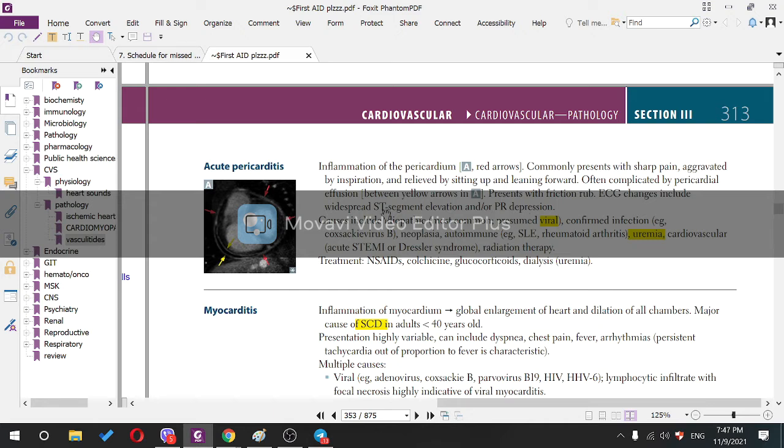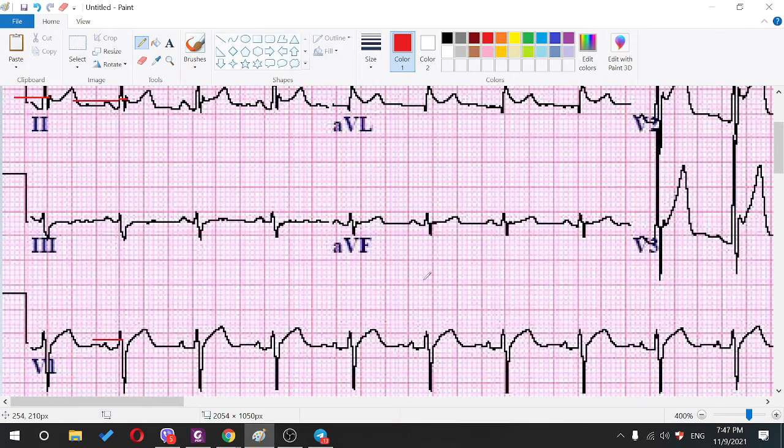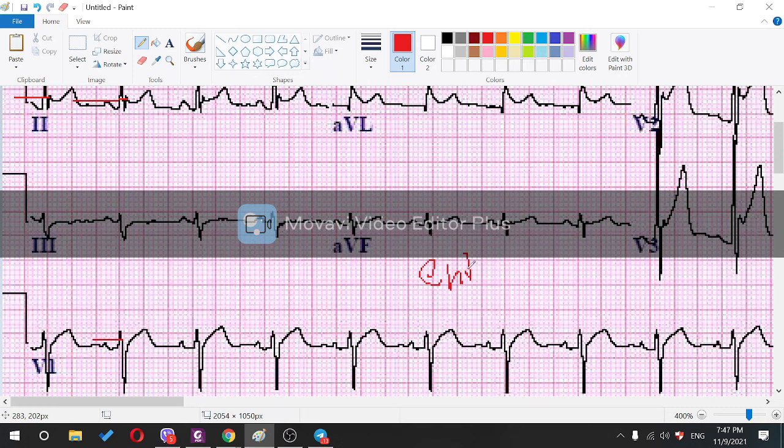So we said the most common cause is idiopathic. It could be viral. Also, it could be due to some confirmed infection of Coxsackie virus. Guys, please do not forget, Coxsackie virus is an enterovirus, which means it can come through your GI tract.